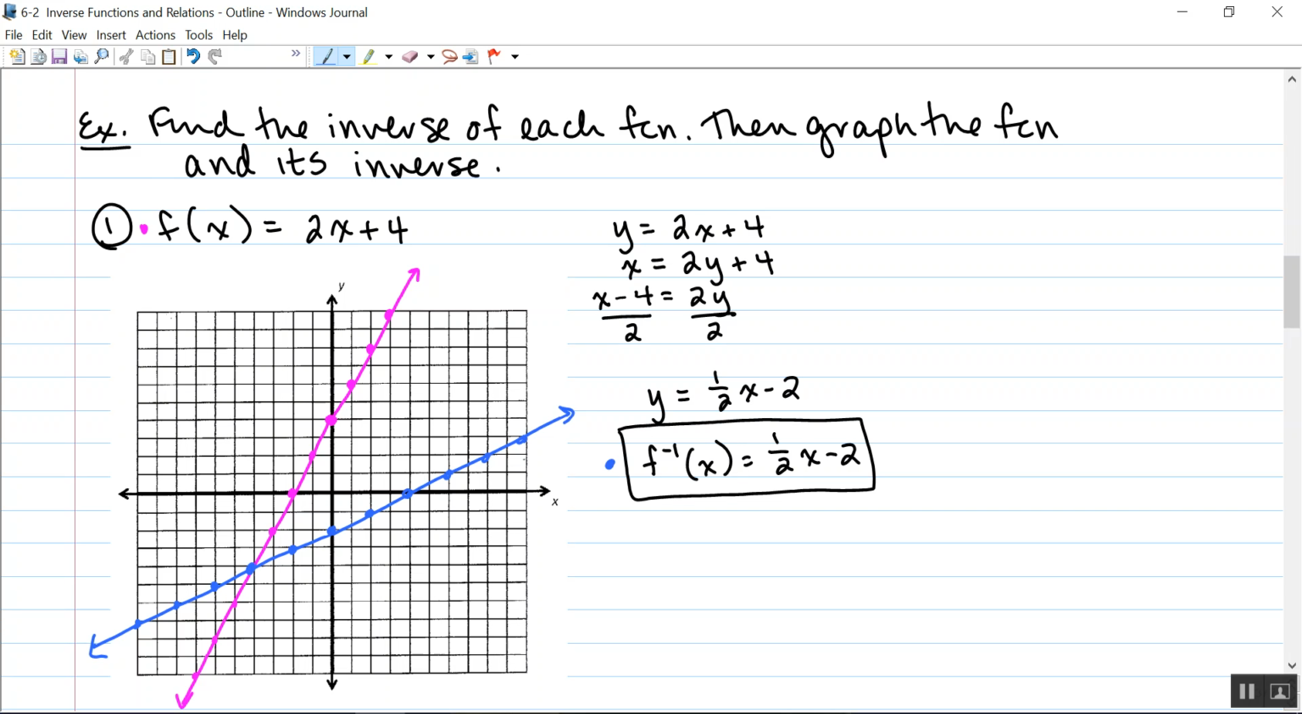Now here's a really interesting thing about a function and its inverse: they are reflections of each other across the line y equals x. So the line y equals x is this line that goes through 0, 0, 1, 1, 2, 2, and so forth. Okay, that's the line y equals x. And as you can see, if I were to take the pink line and reflect it over the green line, I would get the blue line. So that's just a really cool thing that's true about a function and its inverse.